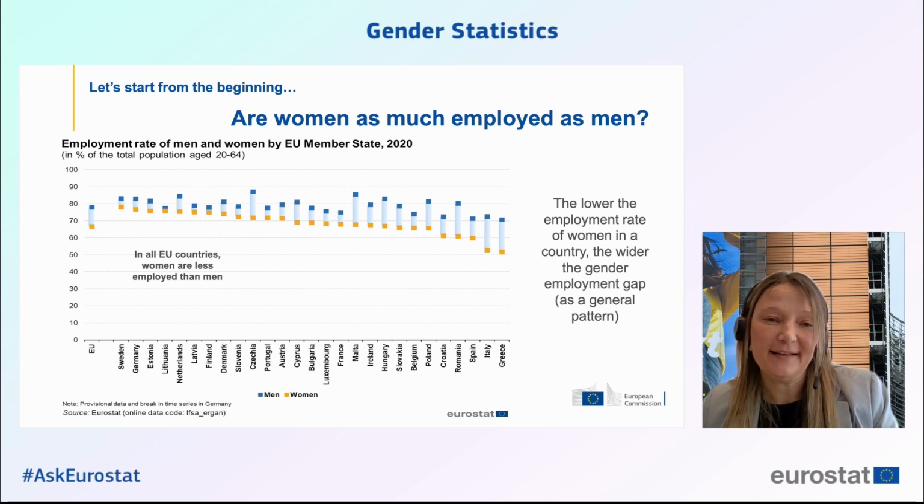So if we compare the employment rate of men and women, we can see that the employment rate of men is higher than the employment rate of women in all EU member states. In the European Union, 78% of men are employed, but this share is much lower among women, as only 67% are employed, which gives a gender employment gap of 11 percentage points.